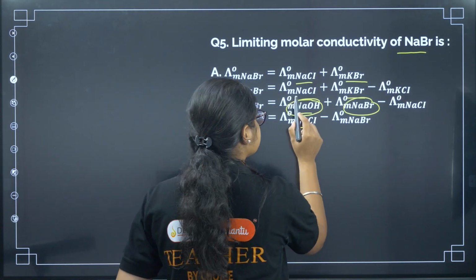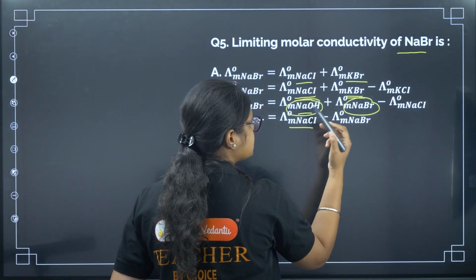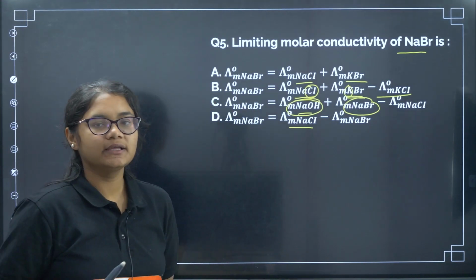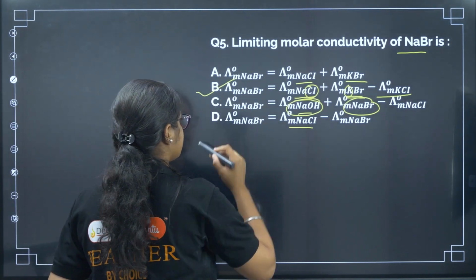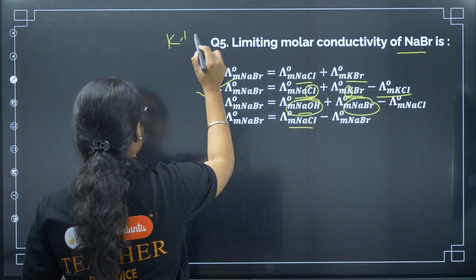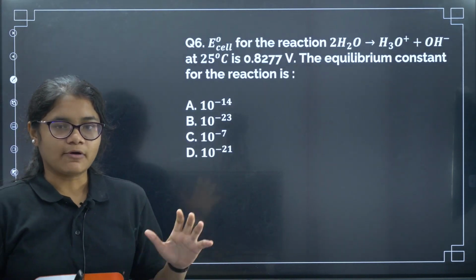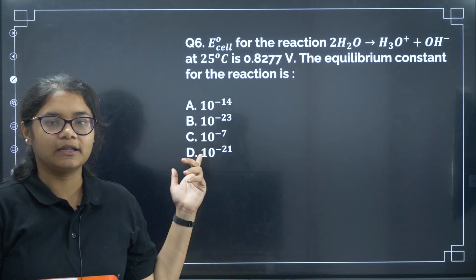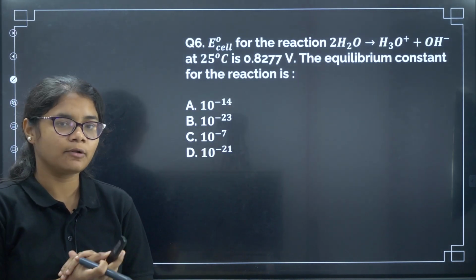But you see in the second option NaCl and KBr are there. So what extra is formed here? KCl extra is formed, and then that KCl has to be subtracted. So the correct answer for this question will be option number B. Easy question from your Kohlrausch law. Generally not many questions were there from Kohlrausch law, but in COMEDK you have more questions from this one.